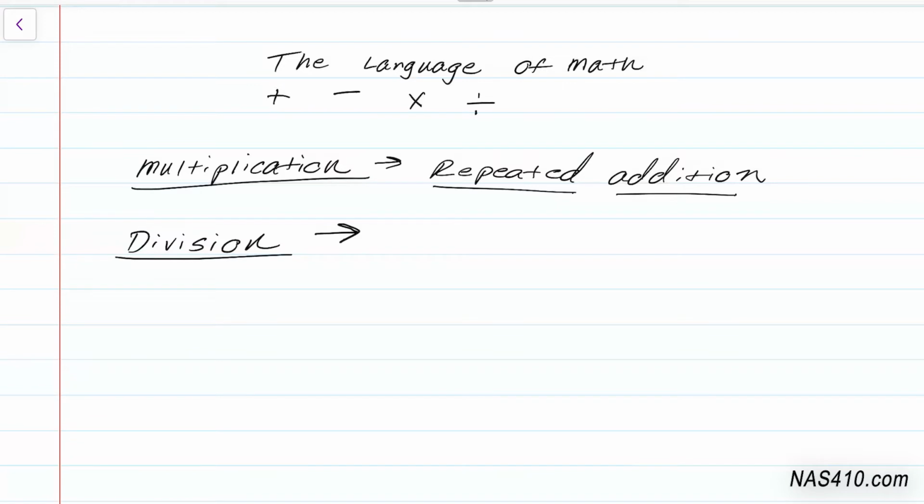So the next operation that we have is division. You can guess that division is really just repeated subtraction, okay? And so let me show you some examples.